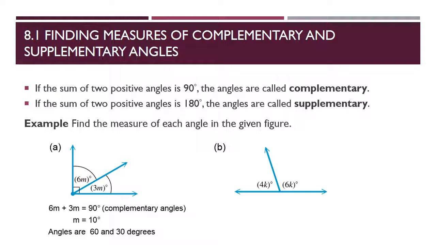All right, for part A, we just want to say that 6m plus 3m equals 90, and then solve for m, and we get 10. Putting that back into the two angles, 6 times 10 is 60, 3 times 10 is 30, so our angles are 60 and 30. For B, we're going to set those equal to 180. We're going to add 4k plus 6k and say that equals 180, which means k is 18. Putting those back into the two expressions, we get that the angles are 72 degrees and 108 degrees.